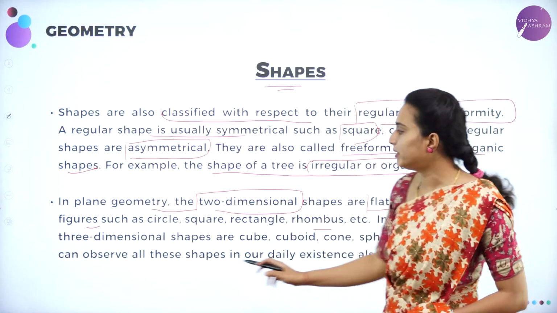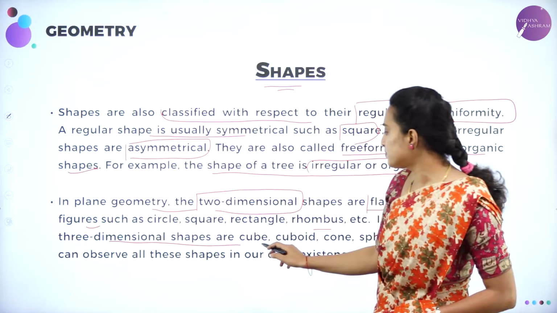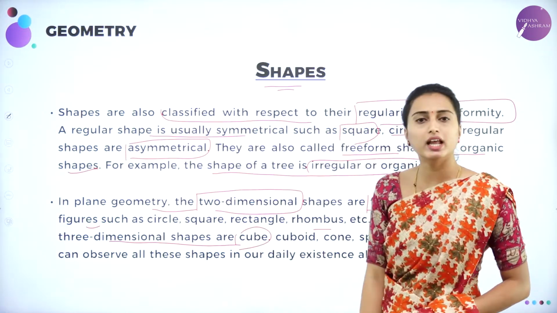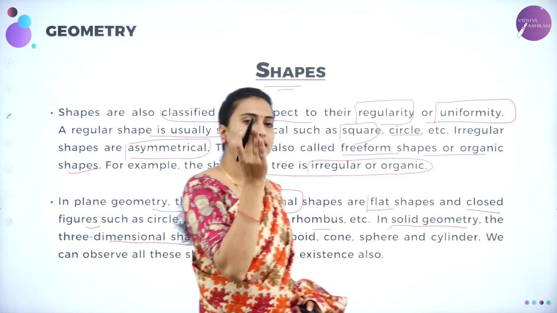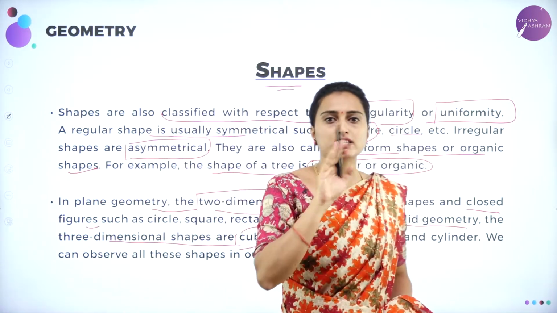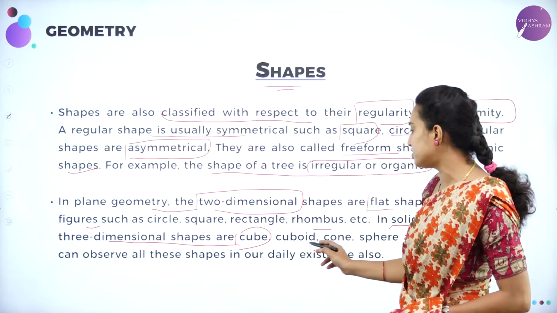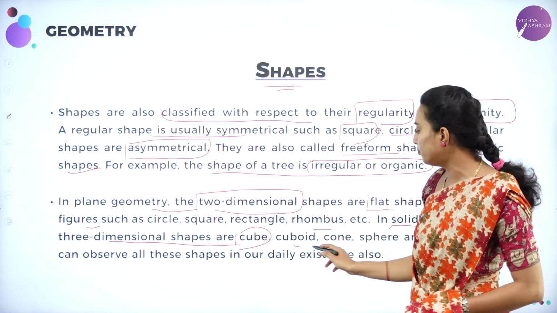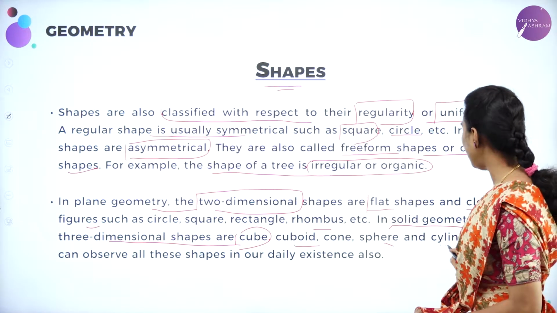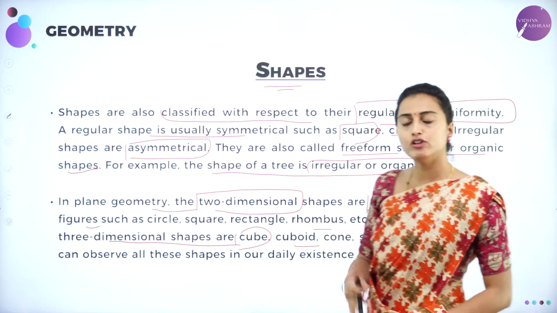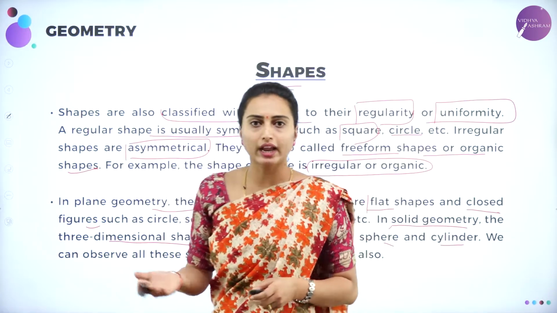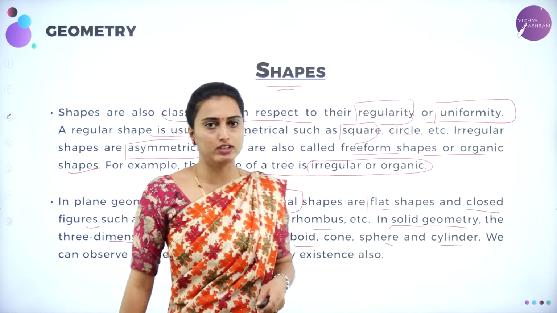In solid geometry, the 3-dimensional shapes are cube and so on. That means 3-dimensional shapes are expressed as what? The other face cannot be seen. The backside face cannot be seen. That is nothing but 3-dimensional. The examples are cube, cuboid, cone, sphere and cylinder, etc. So in daily life also we can observe those kinds of diagrams or figures, isn't it?